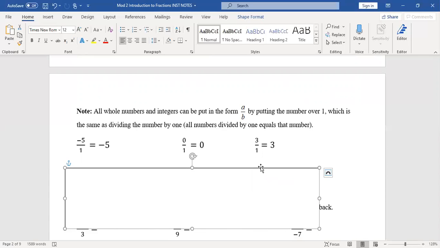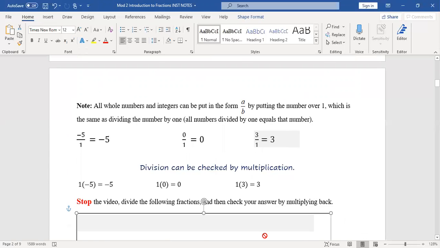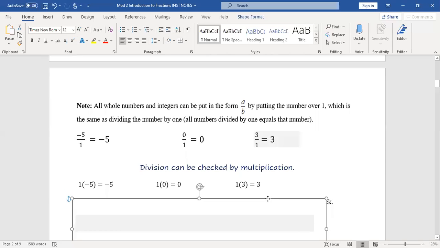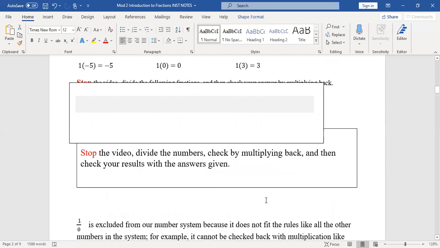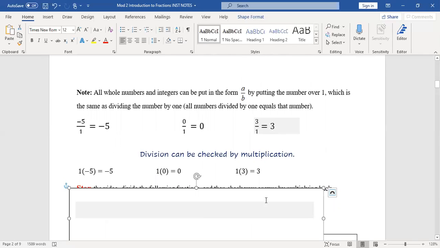What's interesting about division is that division can be checked by multiplication. So I could take the quotient, the answer to the division problem, and multiply it by the denominator. 1 times -5 is going to give me what my numerator is, -5. 0 times 1 is 0. So the quotient times the denominator should equal the numerator. 3 divided by 1 is 3, and 3 times 1 equals 3. So division can always be checked by multiplication.